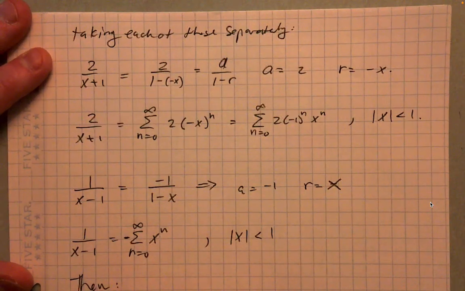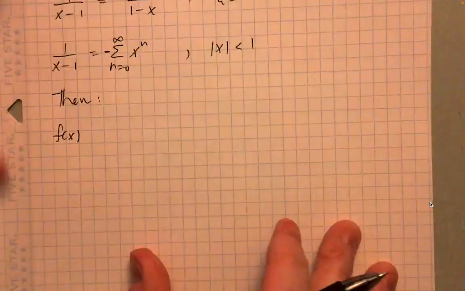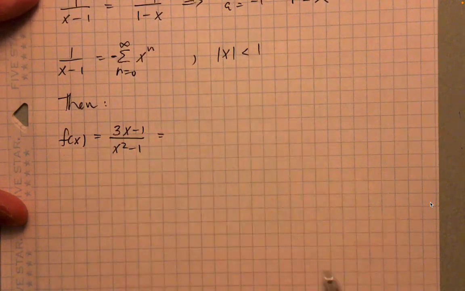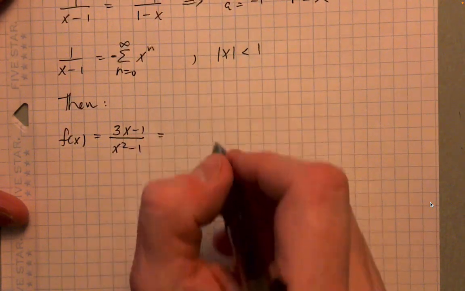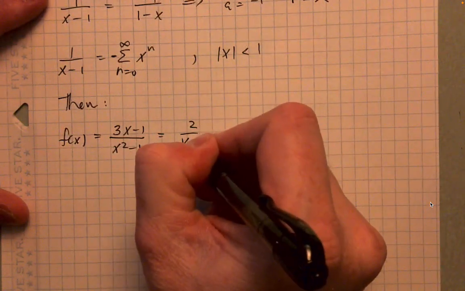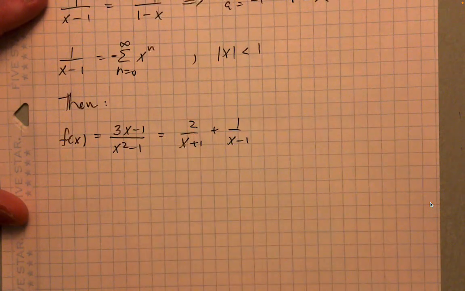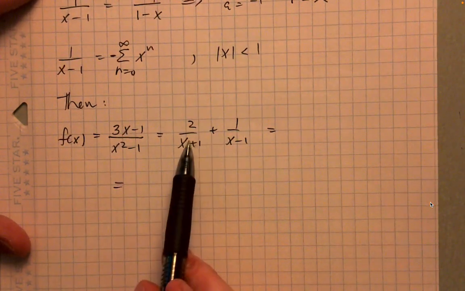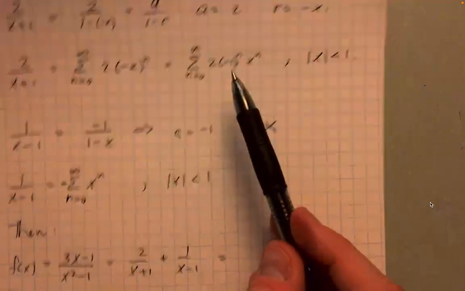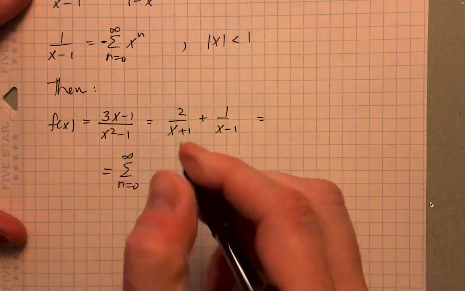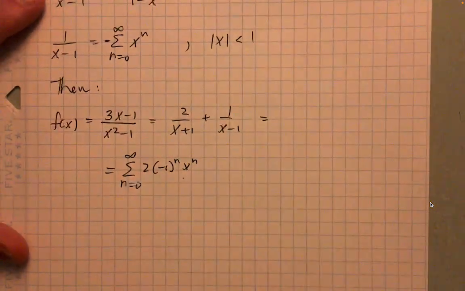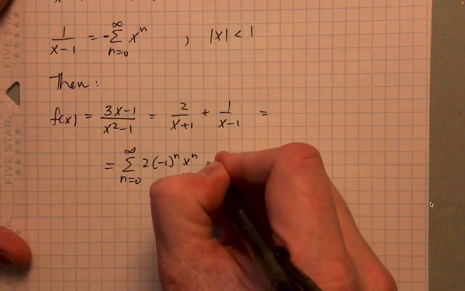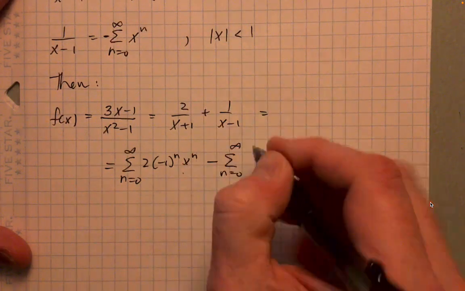So then what we would say is the original function, f of x, was equal to 3x minus 1 over x squared minus 1, which we saw could be decomposed using partial fractions into 2 over x plus 1 plus 1 over x minus 1. And then each of these separately we found a series for above. So let's put that on the next line. The first one, we found this: the sum from n equals 0 up to infinity of 2 times negative 1 to the n x to the n. And then the second piece here, we found this, so we could say plus a negative sum n equals 0 to infinity of x to the n.